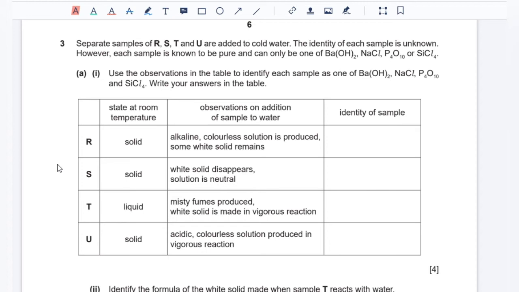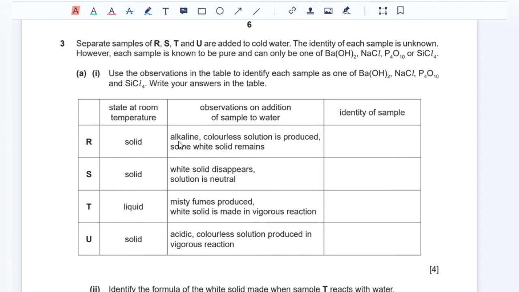Three separate samples of R, S, T, and U are added to cold water. The identity of each sample is unknown. However, each sample is known to be pure and can only be one of barium hydroxide, sodium chloride, phosphorus oxide, or silicon chloride. A1. Use the observations in the table to identify each sample as one of barium hydroxide, sodium chloride, phosphorus oxide, and silicon chloride.